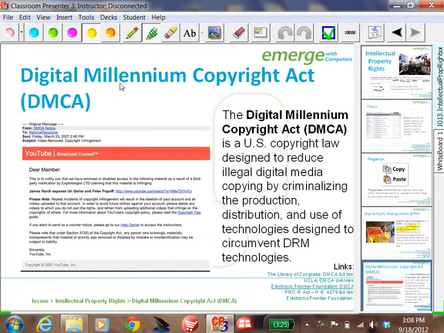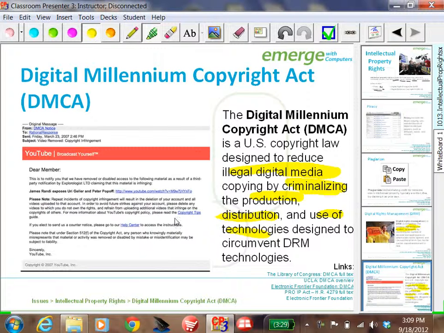Then there was the Digital Millennium Copyright Act, DMCA. Right around the millennium, the U.S. had a copyright law designed to reduce illegal digital media copying by criminalizing the production, distribution, and use of technology. There's one country in particular that gives us a lot of fits about copying stuff and not paying royalties. What country is that? It copies all of our movies, songs, other things, and doesn't pay anybody anything. I know, there's a big problem with China over that. That's something that really needs to be straightened out. I hope it will be.